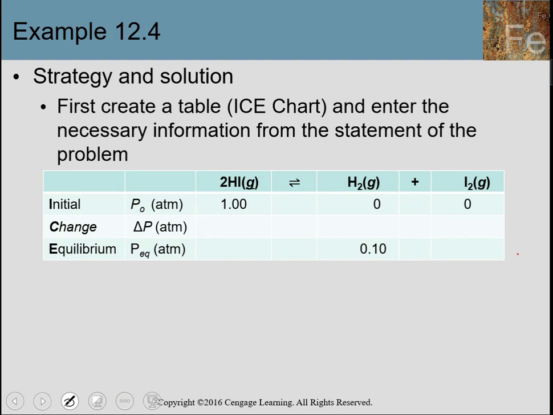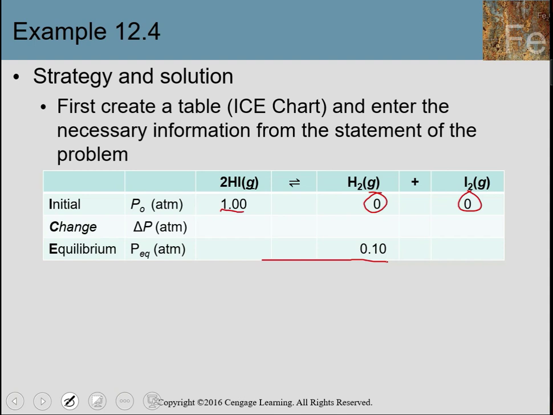So we know that of what was given to us, we were given that our initial hydrogen iodide was 1. And we implied that the initial amounts of hydrogen and iodine were 0. The other piece of information given to us was that our equilibrium pressure of hydrogen was 0.1. So the question is, how did things change?